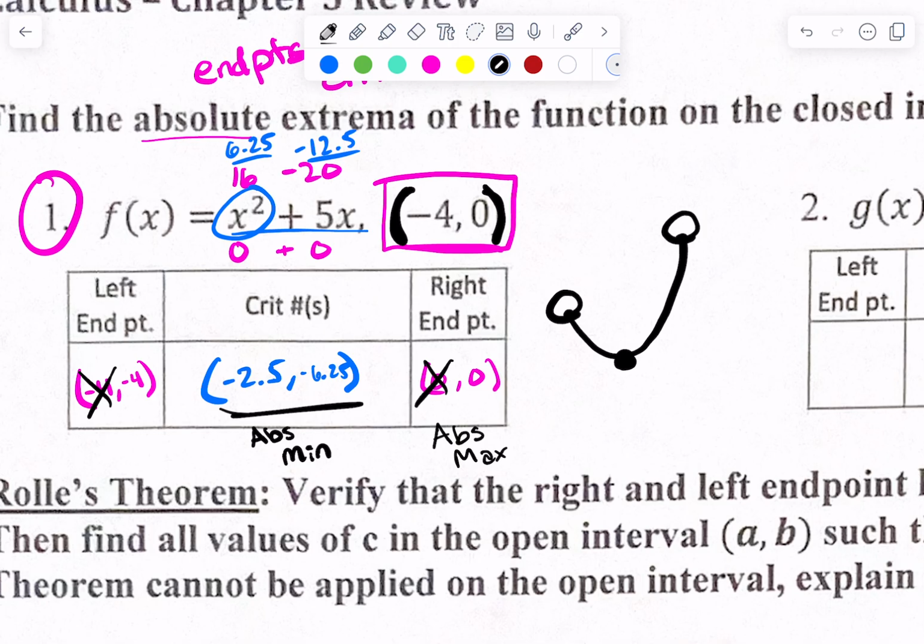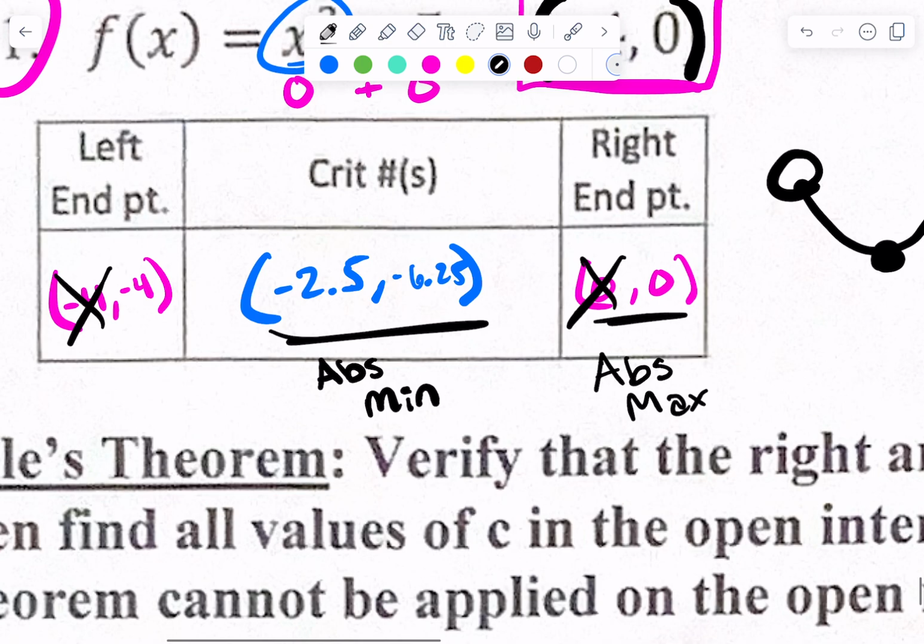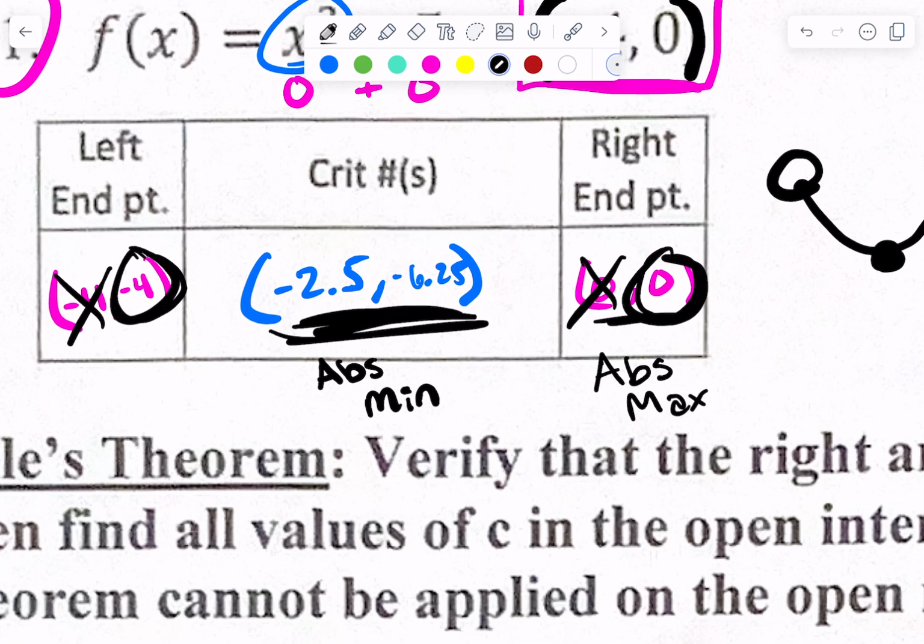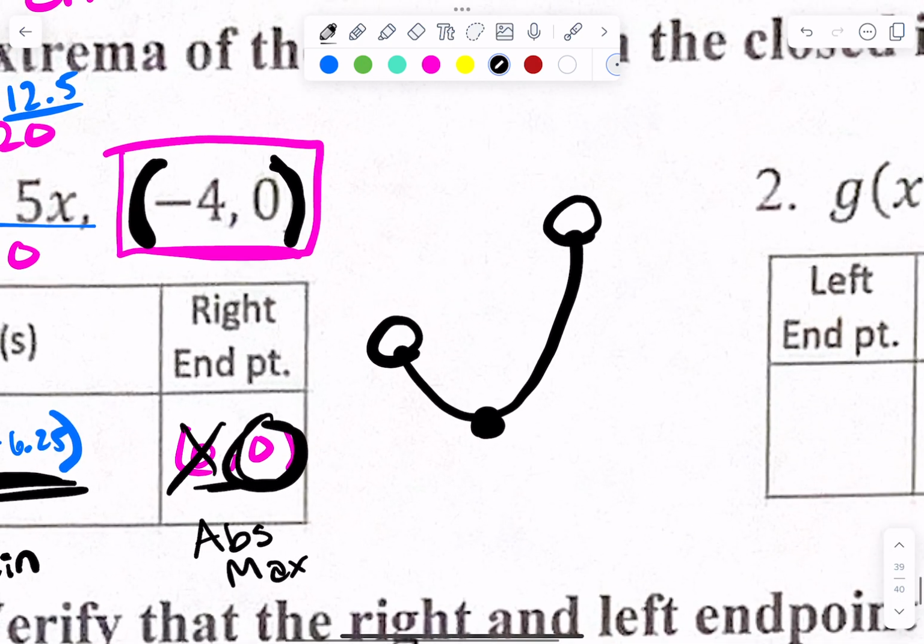Now, you might still need to plug them into the original to get these coordinates so that you know whether the middle point is an abs max or abs min. Does that make sense? Because otherwise you would have no other point to judge it off of. So you might still have to find these coordinate points, but those themselves could not be abs max and abs mins.